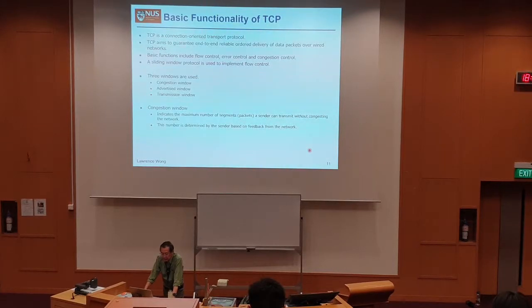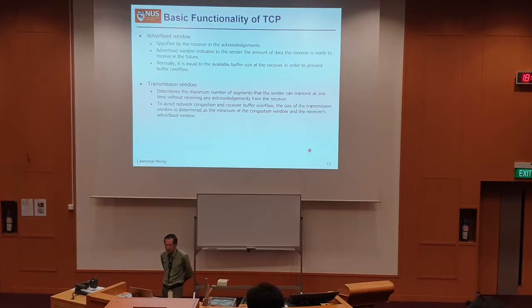So there are three windows: a congestion window, an advertised window, and a transmission window. The congestion window is determined at the source. It indicates the maximum number of segments of packets a sender can transmit without congesting the network. Repeat now: the maximum number of segments a sender can transmit without congesting the network. This number is determined by the sender based on feedback from the network. So the sender has a congestion window that is determined based on information of the network.